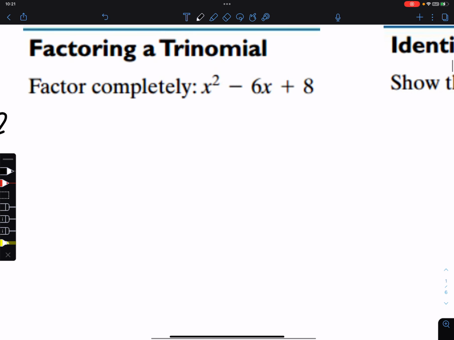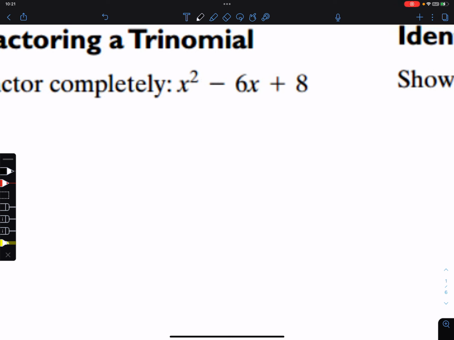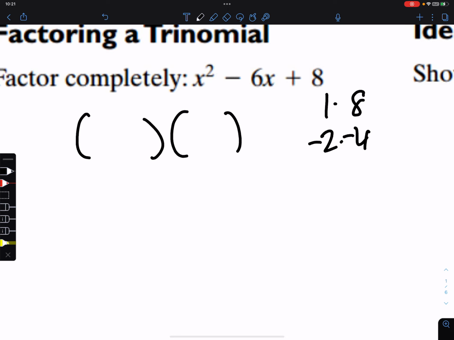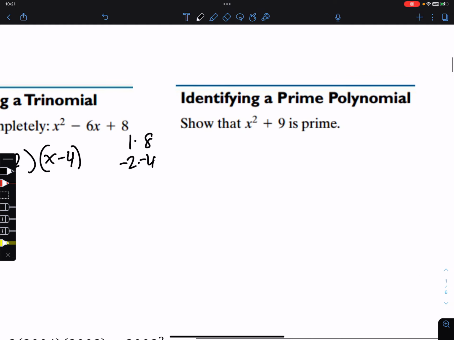Factoring another trinomial, we look at the factors of 8: 1 and 8, 2 and 4, and that's about it. So we have to think, how do I get negative 6? Well, from negative 4 and negative 2. So here we go, x minus 2, x minus 4. And if you verify that, that works.